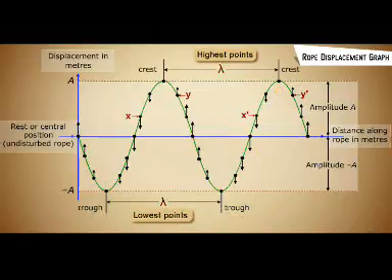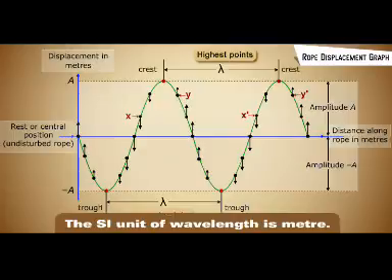Wavelength is the shortest distance between any 2 points on a wave that are in phase. The two easiest points to choose for a distance of one wavelength are two successive crests or troughs. The SI unit of wavelength is metre.